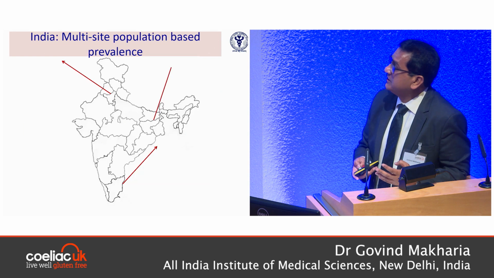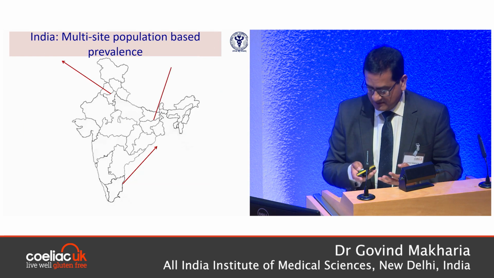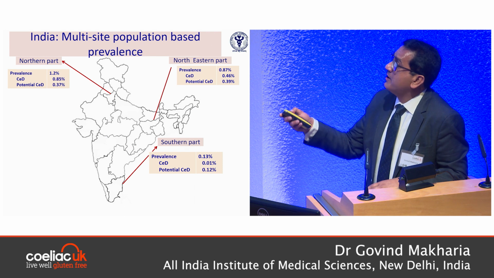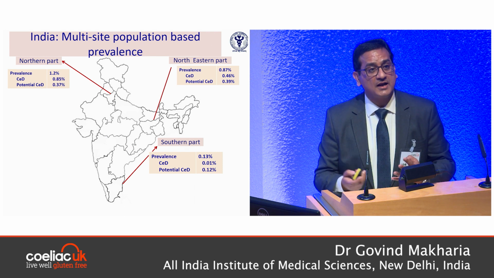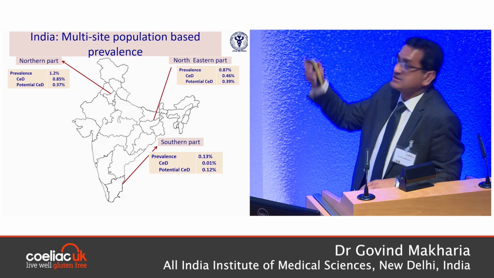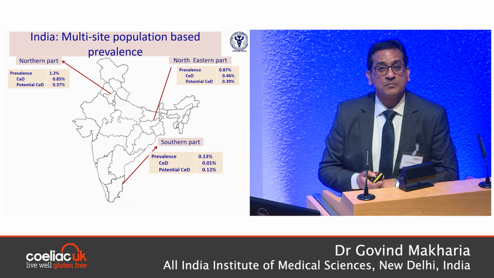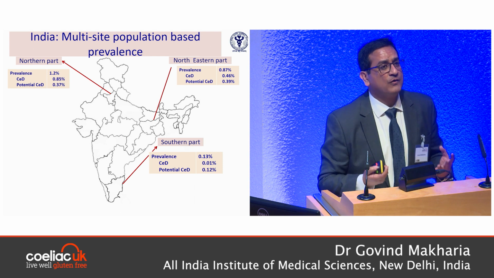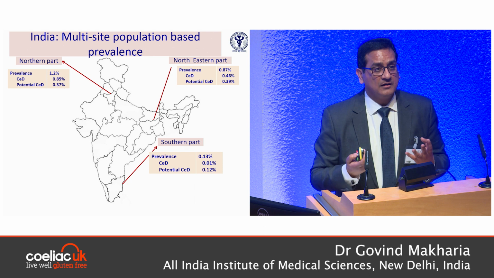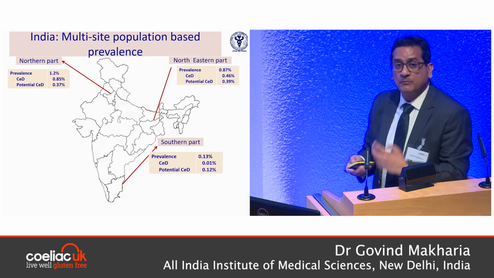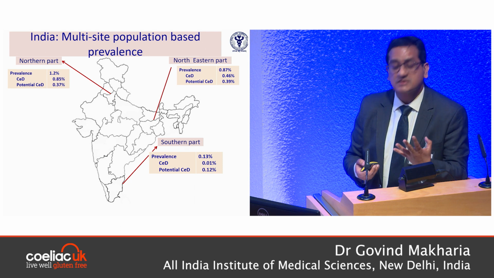More importantly, if you divide into three different populations, in the northern part of India the prevalence is 1.2% of celiac and potential celiac disease. In the northeast it is 0.87, not much difference, but the southern part of India is almost tenfold lower, 0.1% had either celiac or potential celiac disease. We wanted to look at why it is so.